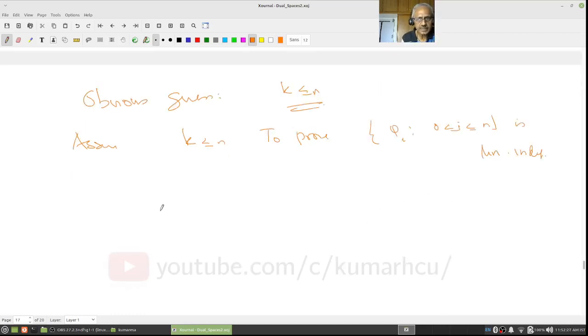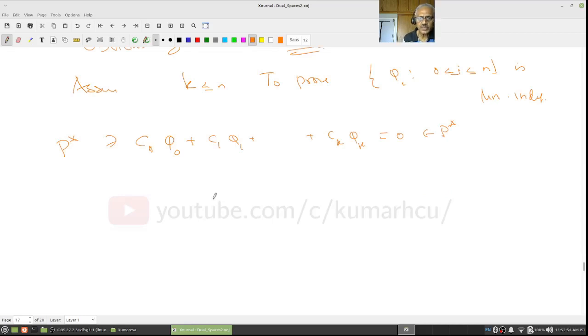So how do I prove that? Let's assume c0 phi 0 plus c1 phi 1 plus ... plus ck phi k equals 0 as a linear functional. This is also a vector in Pn star. If that is 0, what do I want to prove? I want to prove that for all i, ci is 0. If I want to prove this is linearly independent, I have to do that.